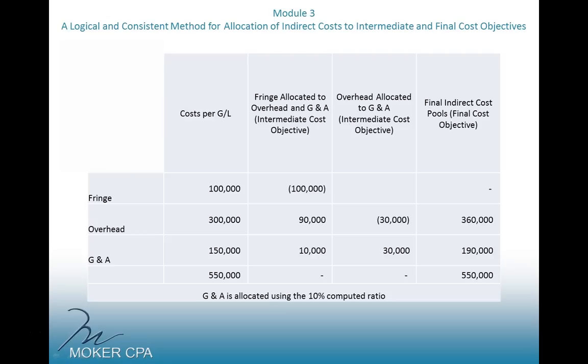Next, we allocate 10% of overhead cost, excluding fringe since it's already allocated to G&A, which comes out to $30,000. Once completed, our remaining overhead costs will become their own final cost objective and total $360,000, which is to be divided by its base to determine the overhead indirect rate. G&A has increased from $150,000 to $190,000 for its final cost objective to be divided by its base to determine the G&A rate.